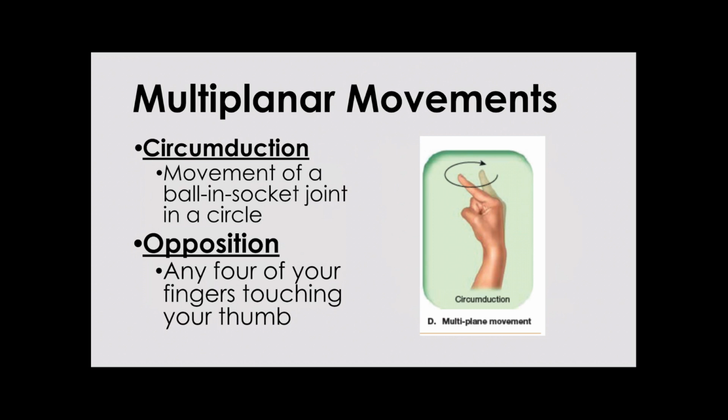Opposition is when you have, it's pretty much when any four of your fingers are touching your thumb, because remember we said that we have the ability as humans to have an opposable thumb, which allows us to grasp objects. So chimpanzees have this too. A lot of other animals don't, but we can take our thumb and have it go across our entire palm, which helps us to hold items better.